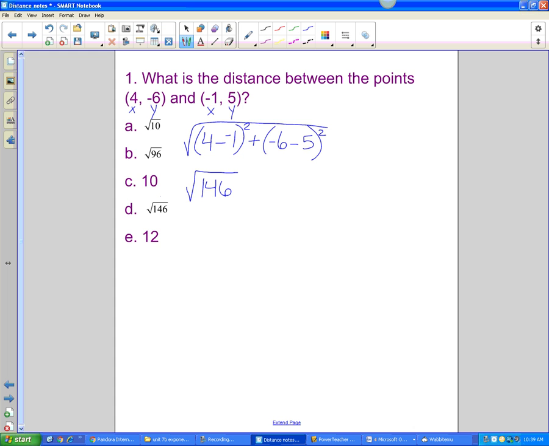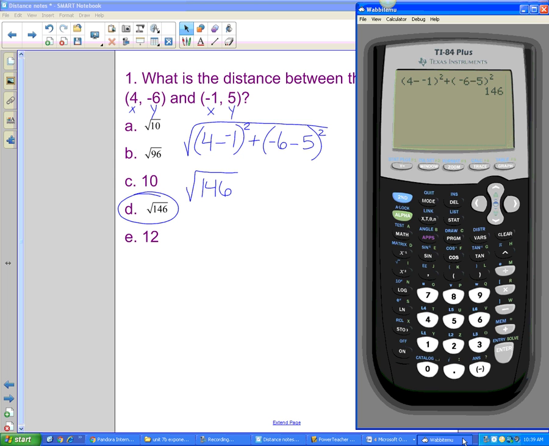Now, what answer does that match? D. Now, I also want to show you in your calculator. Sometimes you won't find that as an answer choice, and you have to actually find the decimal. So everybody do this with me. Hit the second button. Then you're going to hit this x squared button, but the square root is above it. Right here. Hit second and then the x squared button. And then you're going to type in 146 and hit enter.